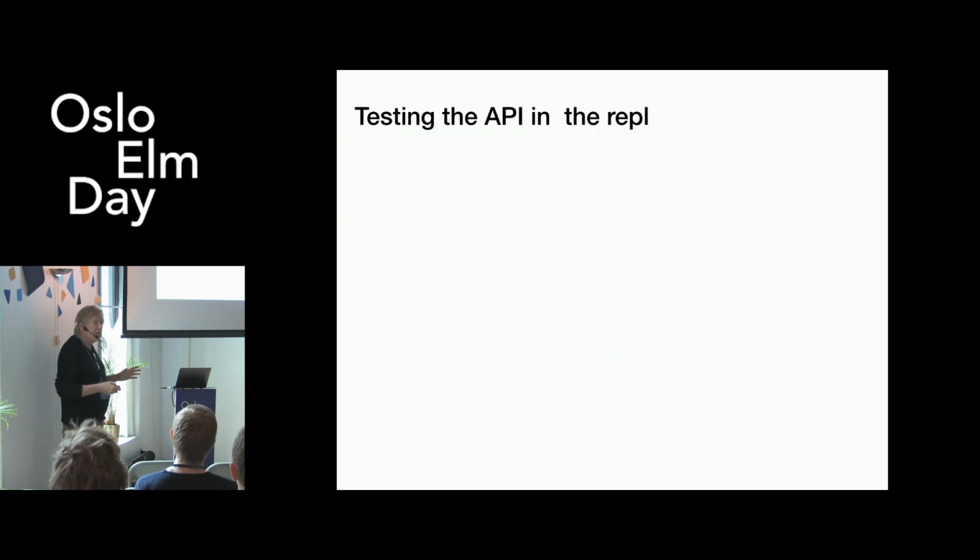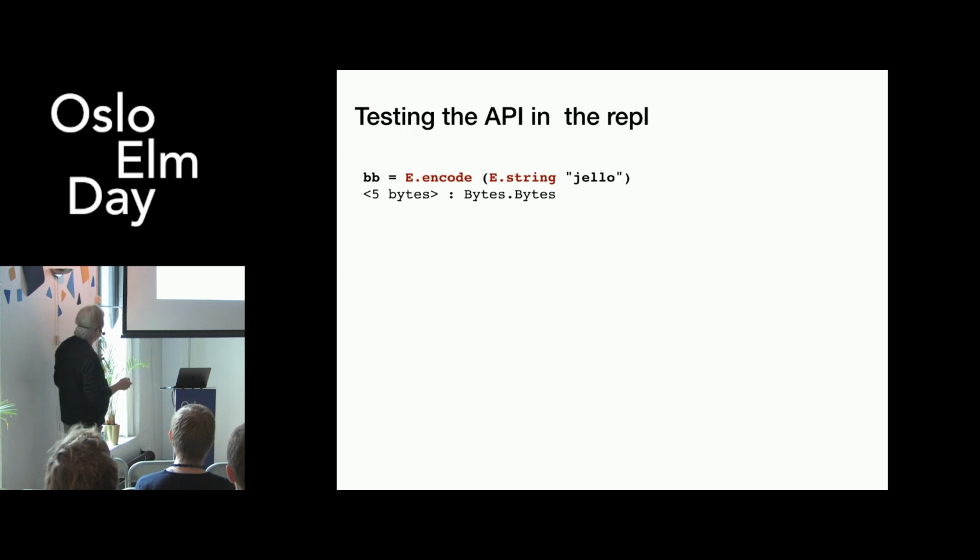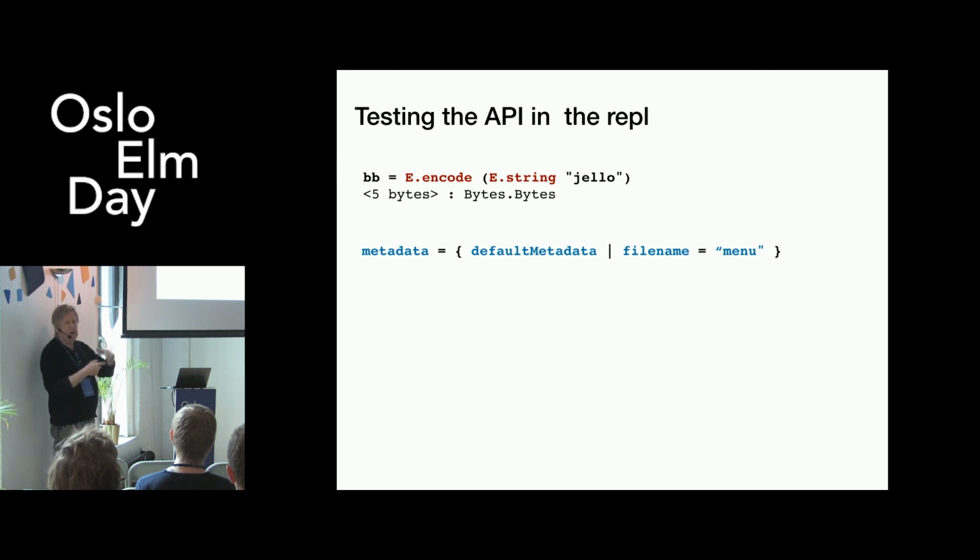The best way to develop this sort of stuff, and also for you to see how it works, is, again, to work with it in the REPL. So let's take some data, Jello. Let's encode it as before to get some binary data. Let's cook up some metadata. That record is sort of long and it's a pain to always fill out all those fields. So I provided a convenience default metadata which you can just modify as needed. So we'll just give it a name. File name equals menu. Okay.